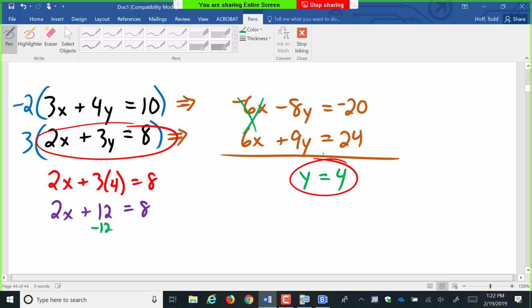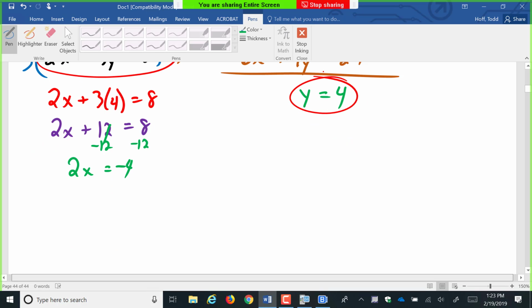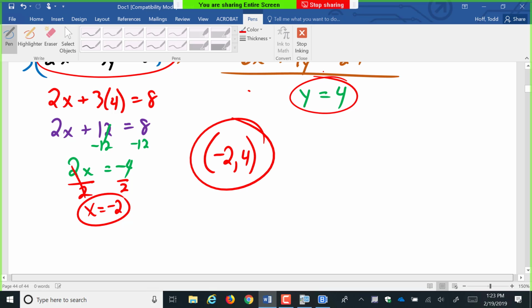We'll subtract 12. So 2x equals negative 4. And then we divide by 2. X equals negative 2. So we've got negative 2 comma 4 is our solution. Any questions? Okay.